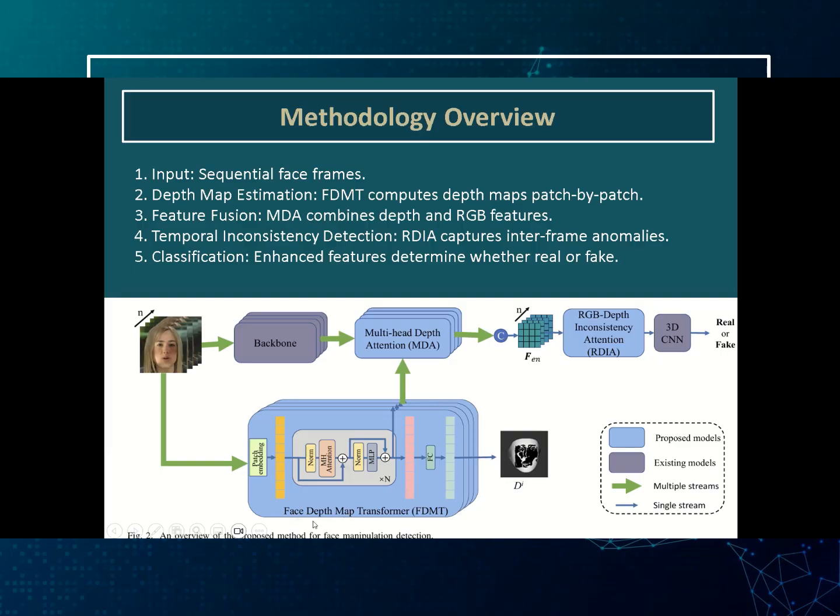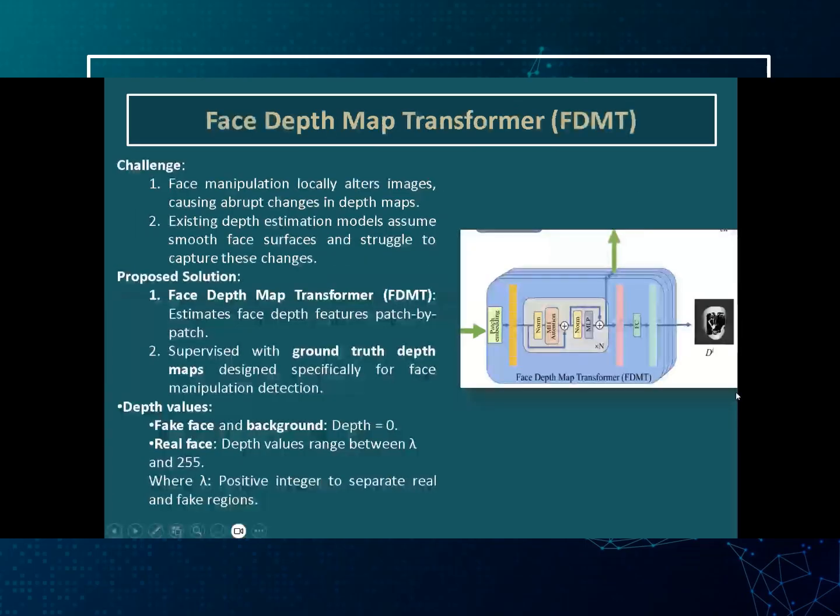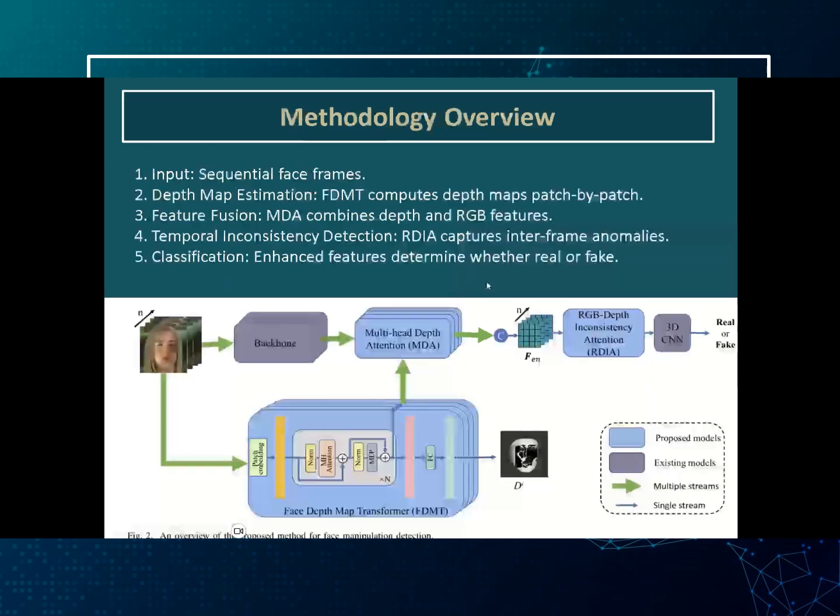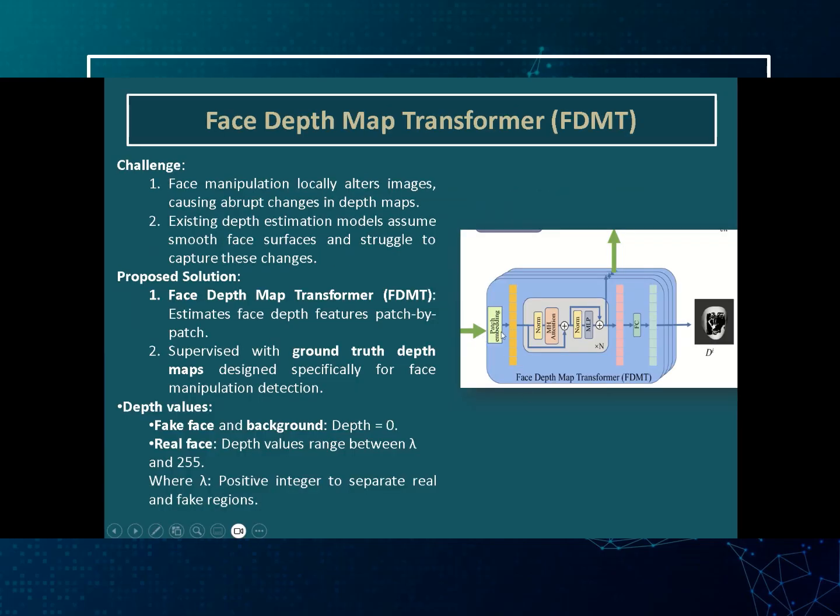So first, let's see how the face depth map transformer works. Here we can see what the face depth map transformer is doing. The frames come in as RGB channels and are divided into patch embeddings, then sequence embeddings, and then move forward to the transformer. In that they use normalization, multi-head attention, again normalization, and a multi-layer perceptron, the same as the vision transformer does. After the fully connected layer, they get the depth map of the RGB images.